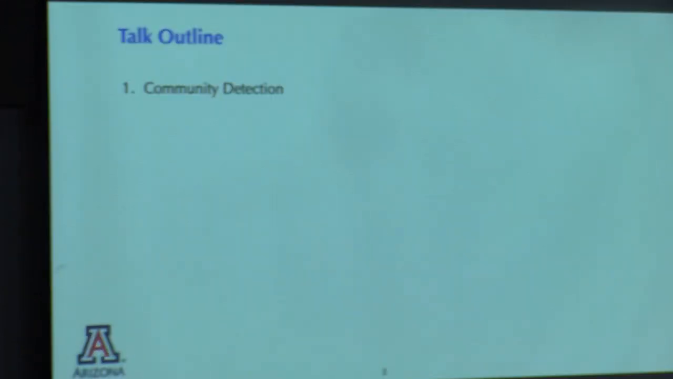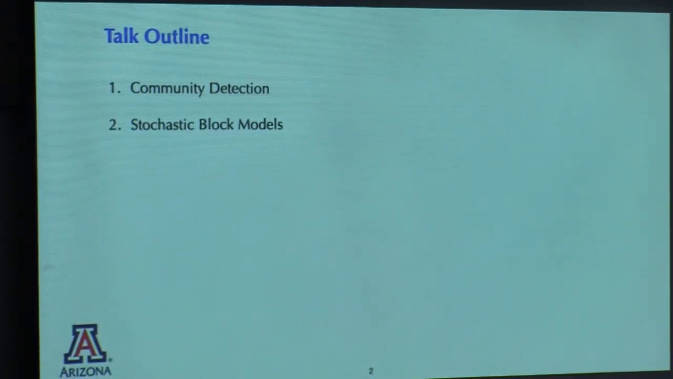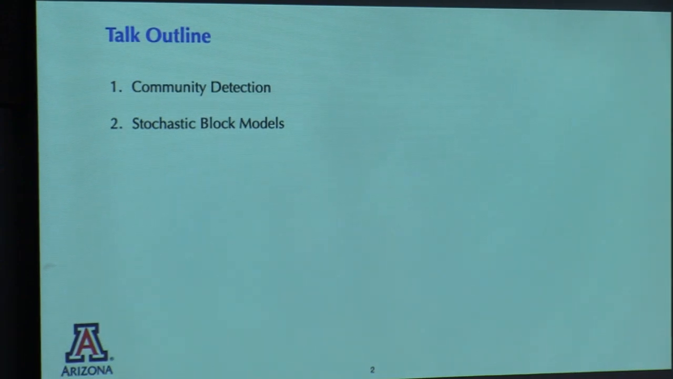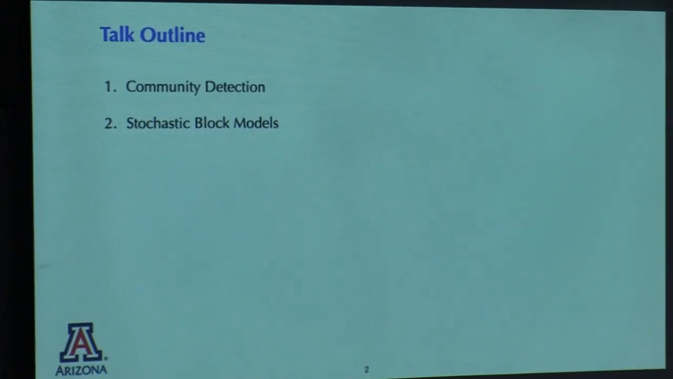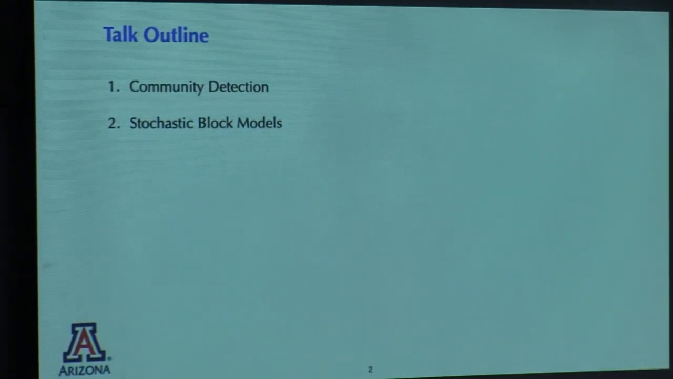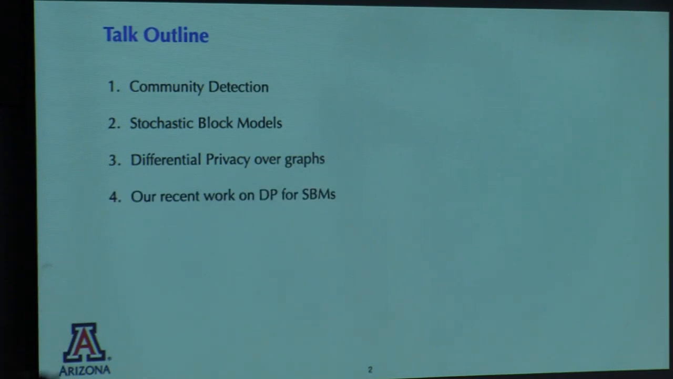So here's a quick outline of the talk. I'll start by giving you a very brief overview of what I mean by community detection. Some of you may have worked on it, so this will be known stuff for some of you, but I'll try to keep it a little bit tutorial in content and a little bit of what we have done towards the end of the talk. Then I'll tell you a little bit about stochastic block models, differential privacy over graphs, and then some of our recent work on differential privacy for stochastic block models.